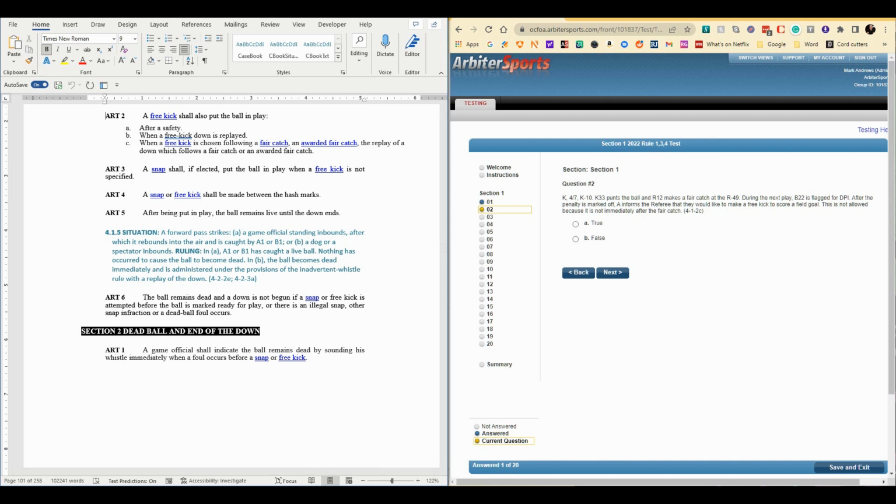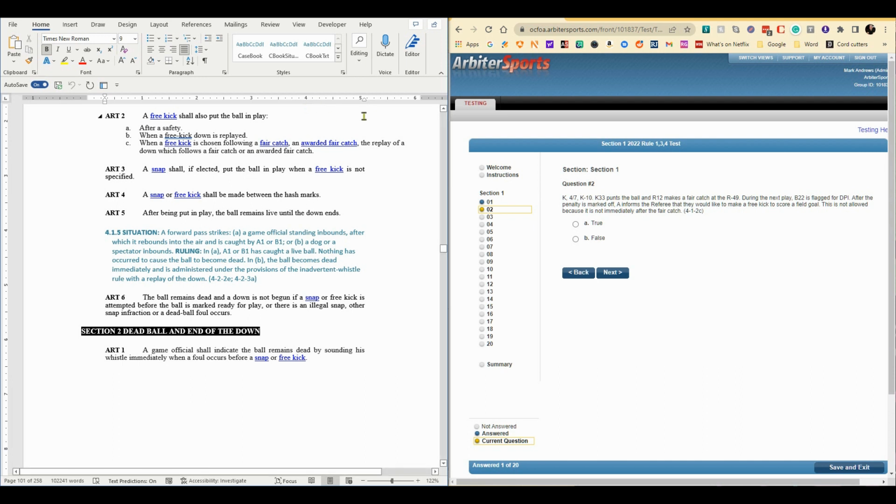Okay, question number 2. This is an interesting question because it doesn't happen very often, but I have seen it happen in the NFL, never in high school, but it could happen. So let's talk about it. K 4th and 7 at the K10. K33 punts the ball, and R12 makes a fair catch at the R49.